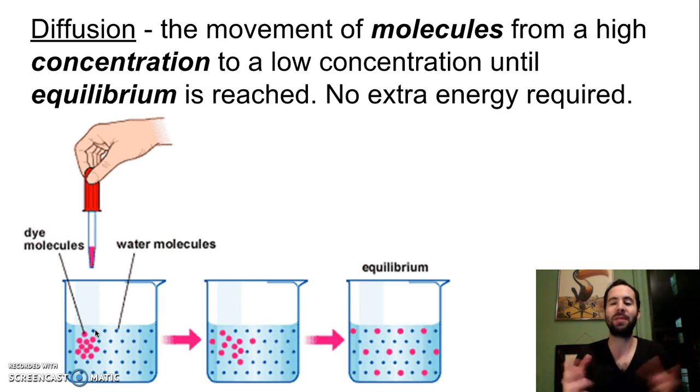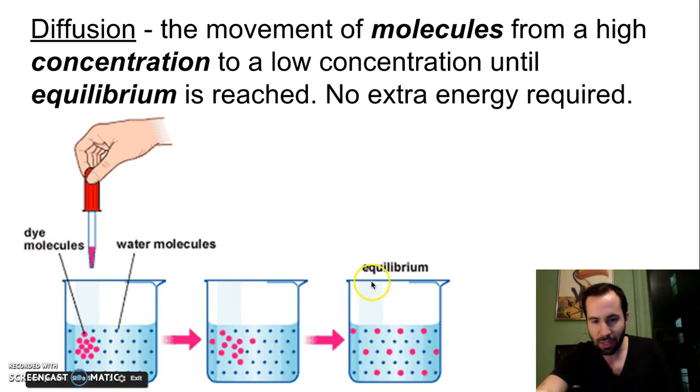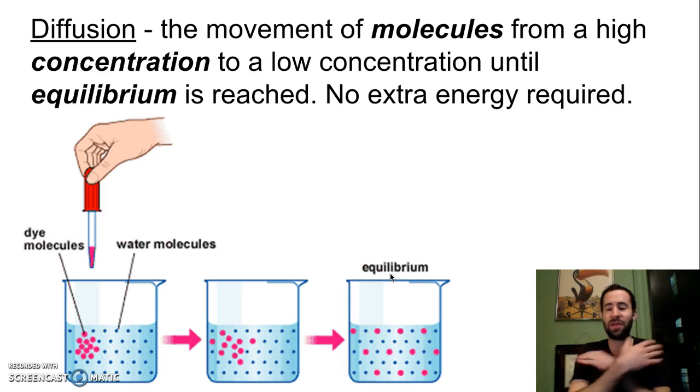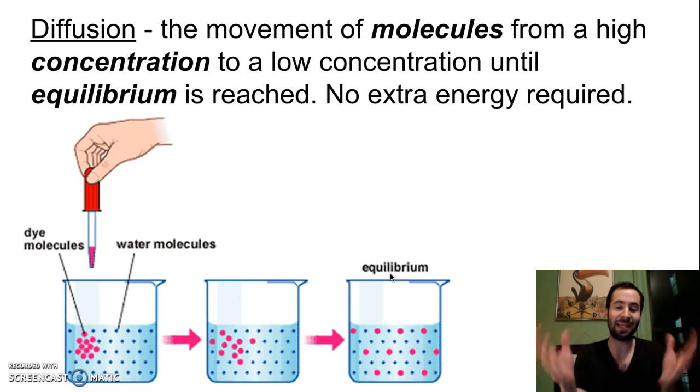And when that happens, we reach something called equilibrium. Now, if you look at this word equilibrium, you'll see it kind of looks like equal, it sounds like equal, and it's just a fancy way of saying that there's an equal amount of red dye molecules spread all throughout the beaker. So that's diffusion. When things move from a high concentration to a low concentration without energy until there's about an equal amount all throughout that particular substance.